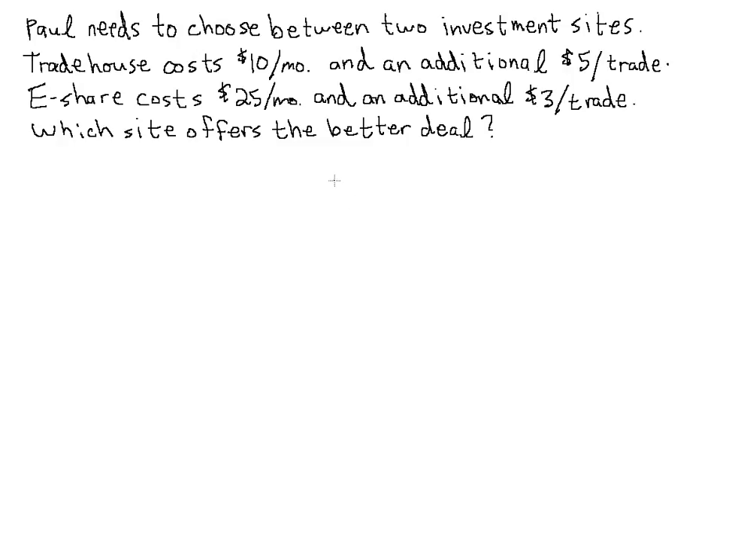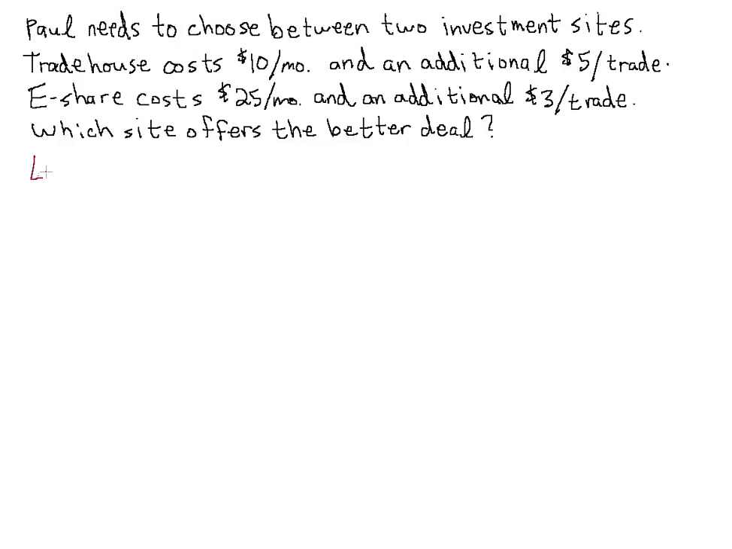Now we're going to assume that our decision is strictly based on price and not any extra services that they do for you. We're basing it solely on which one's cheaper. Paul's choice will depend on how many trades he expects to make per month, because his cost is a function of how many trades.